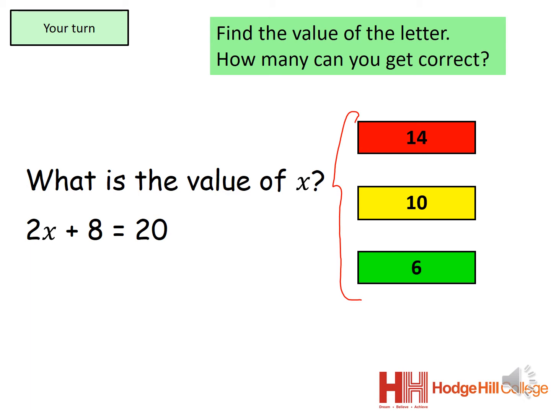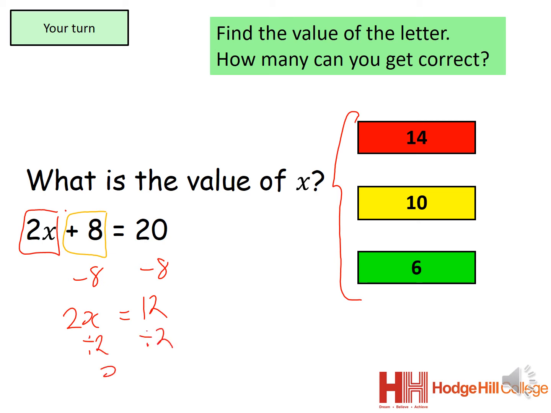Okay, welcome back. So first step is I want to get rid of any terms which are not attached to this 2x here. So first things first, I want to get rid of this positive 8. So I'm going to subtract 8 from both sides. And I get 2x equals 12. So now to get 1x, I need to divide both sides by 2. And I have x equals 6. That's our final answer. x equals 6.